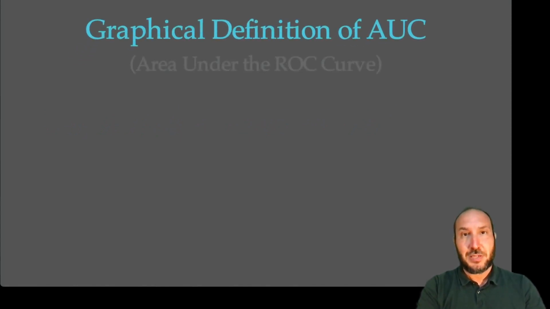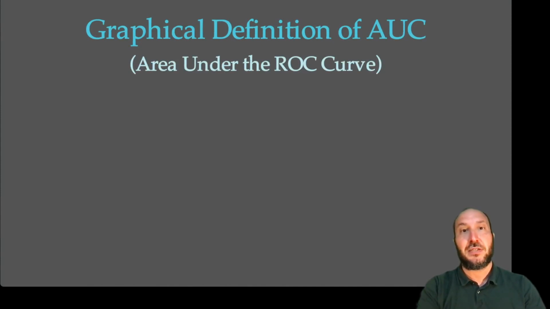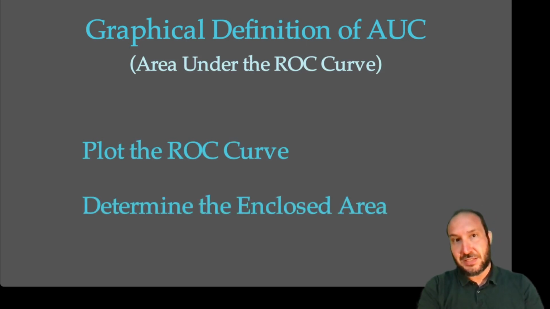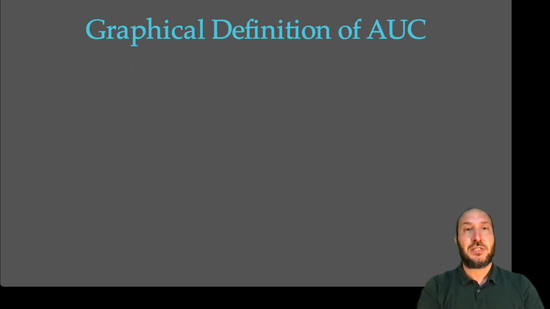And as you probably know by now, the AUC stands for the area under the ROC curve. So the graphical definition of that number just says, we'll plot the ROC curve and then determine the area underneath it. So that sounds pretty straightforward. Now, how do we actually plot this ROC curve?